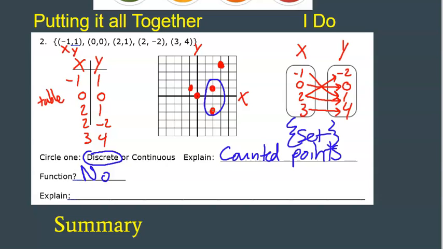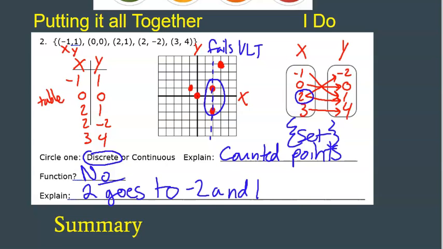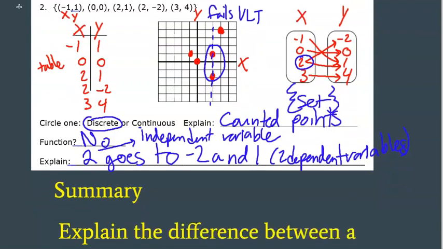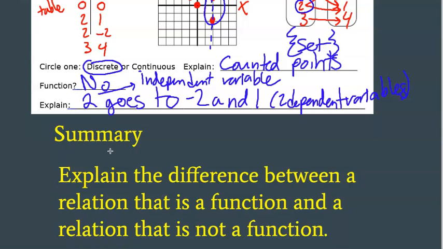Well, if you look at the graph, it fails the vertical line test right here. We just say VLT for short. We could also say for the mapping, the 2 goes to 2 different y values here. So the independent variable goes to negative 2 and 1, 2 dependent variables. On the last slide, write your summary. Explain the difference between a relation that is a function and a relation that is not a function.